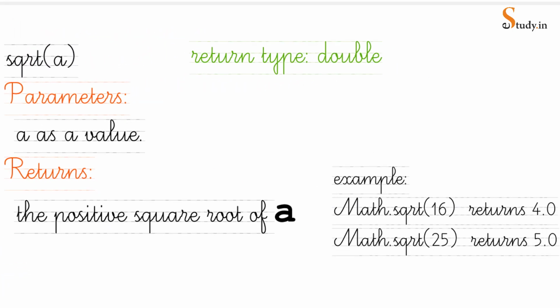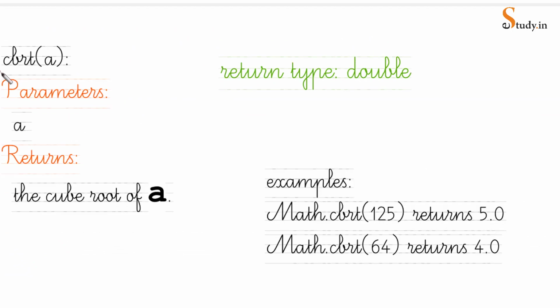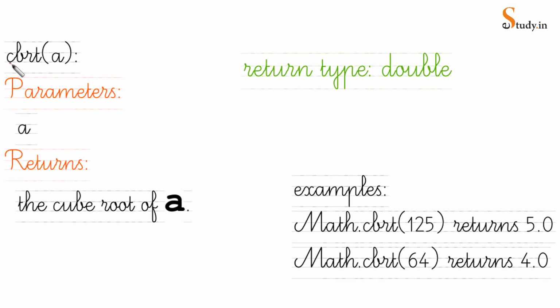Now the next function which we will do is cube root. The name of the function is cbrt. Just like the square root function, it returns the cube root of the number, and the return type again is a double. In this example, when you enter 125 as an argument, it returns 5.0 because the cube root of 125 is 5. 5 into 5 into 5 is 125.